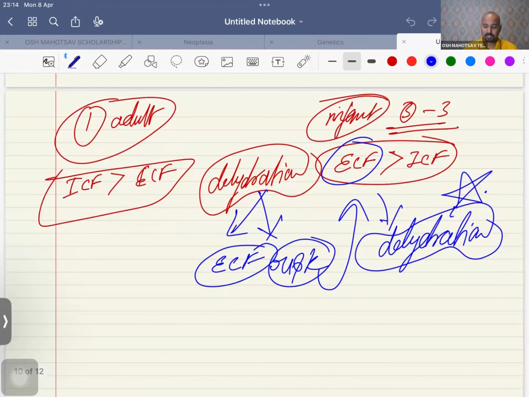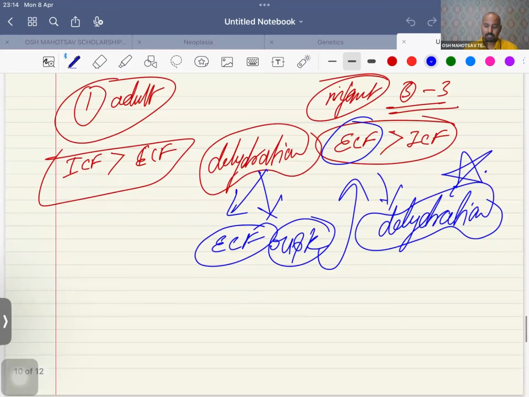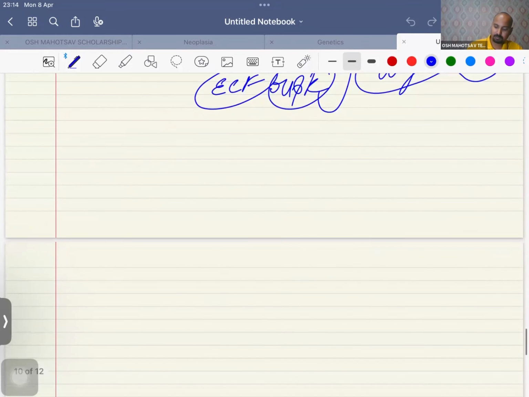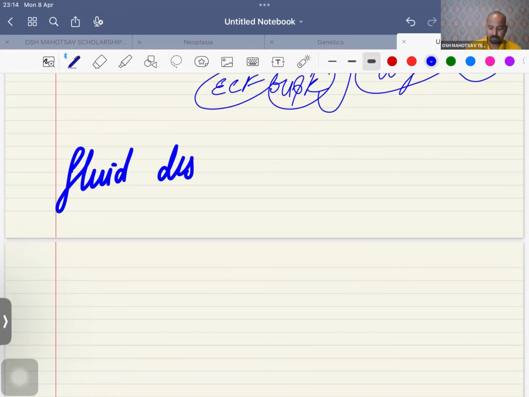Yesterday we discussed body fluid, and today we will continue with fluid distribution. Okay. So, fluid distribution.